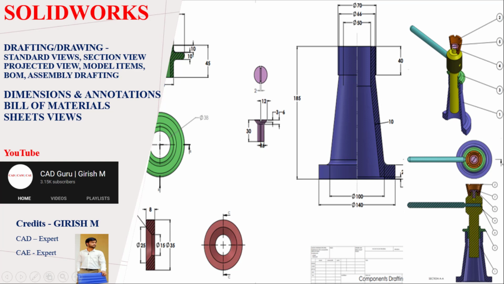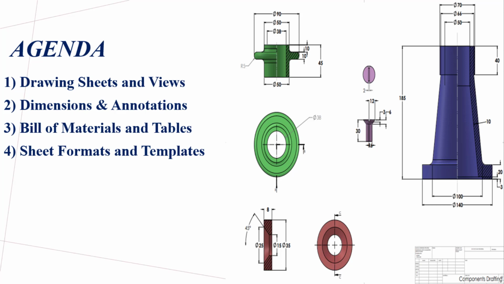I'm here with a new topic, that is SOLIDWORKS drafting. Here we'll cover in detailed discussion about dimensions and annotations, bill of materials, different types of standard views and section views, projected views and model items as well.